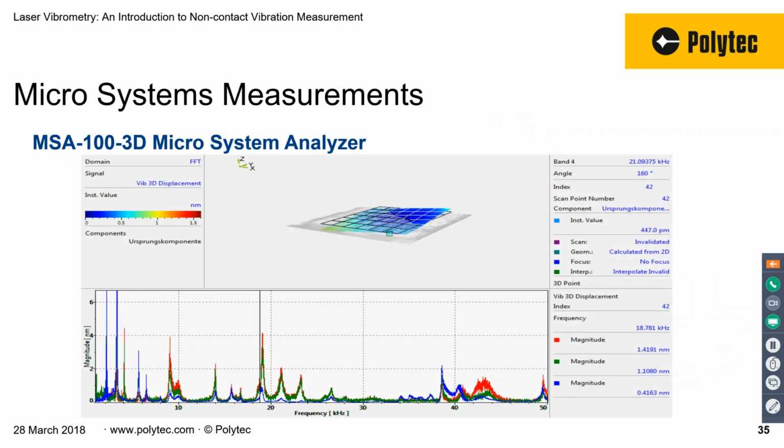And here's an example of a measurement on a microstructure. With that system, you can see the 3 spectra that were measured at that identified location right there. And here's an animation of the response at 21 kilohertz. So it's mostly an in-plane rotation occurring at that frequency, but you can see some out-of-plane vibration occurring at the same time.